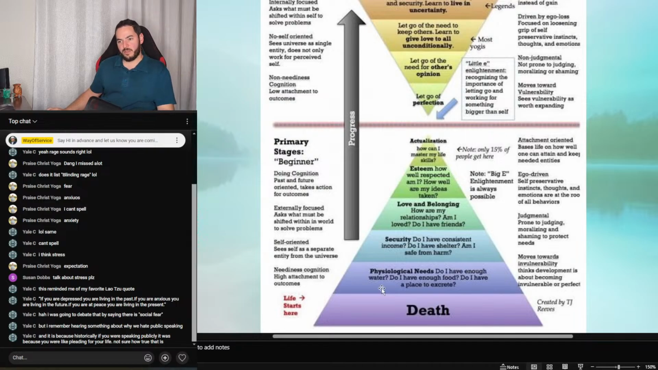So let's go through it really quickly, right? So he says life starts here. We actually start this diagram at the bottom. And the first thing someone needs is their physiological needs, right? Do I have enough water? Do I have food? Do I have a place to excrete? As in, do I have shelter?